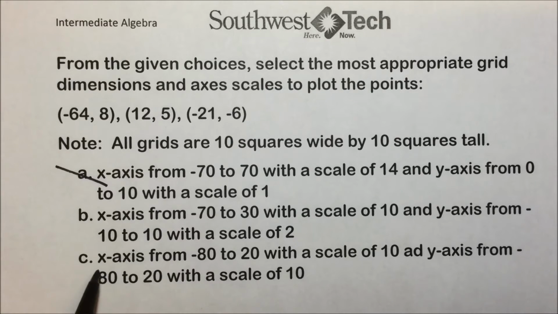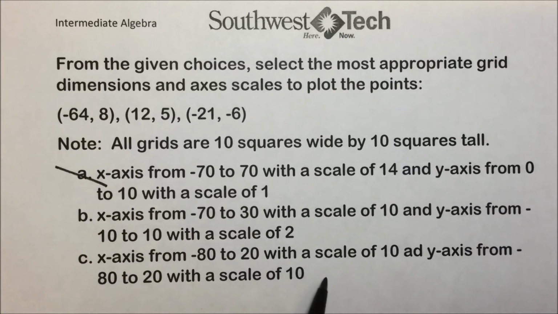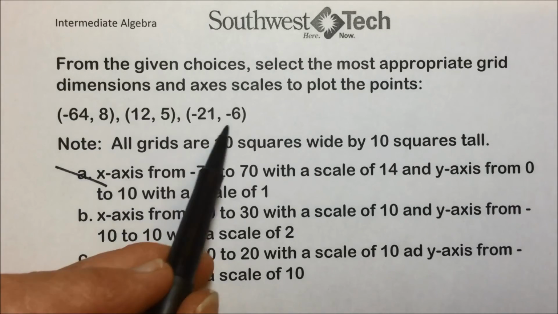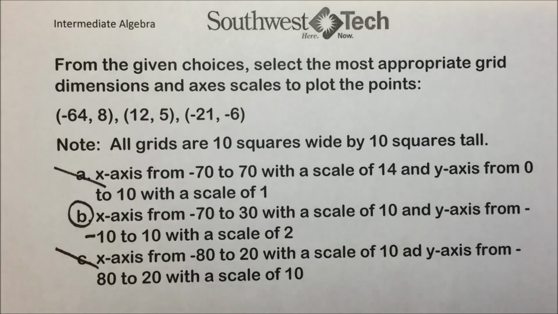Reading through the choices, the last option we have is a -80 to 20. Well, the -80 is a little far off, but 20 is closer to our 12. That looks pretty good. And the y-axis is running from -80 to 20, which definitely includes our values, -6 to 8, but it's much more extreme than the previous choice in B, running from -10 to +10. So we're going to cancel C, although it would take care of our values. The best answer is going to be B, to represent these points that we need to graph.